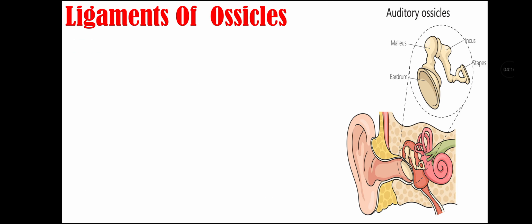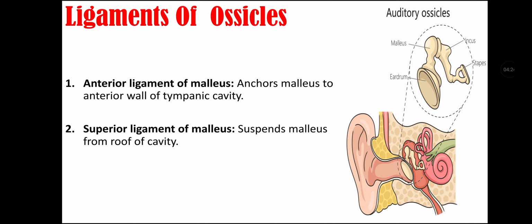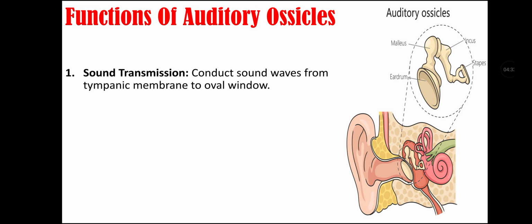excessive vibration. Ligaments of ossicles include the anterior ligament of the malleus that anchors the malleus to the anterior wall of the tympanic cavity, the superior ligament of the malleus that suspends the malleus from the roof of the cavity, and the posterior ligament of the incus that stabilizes the incus.